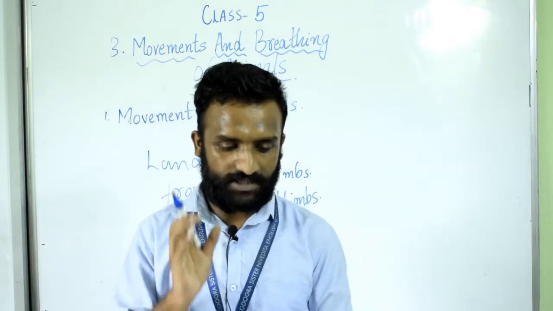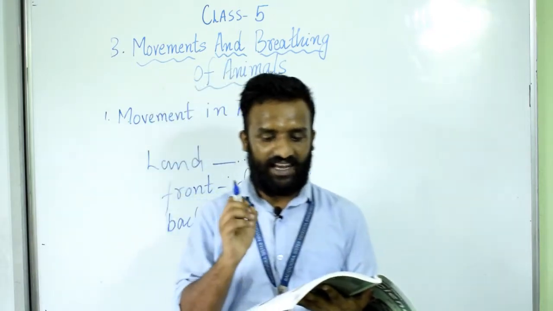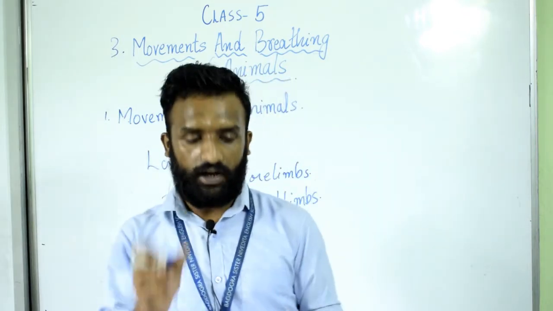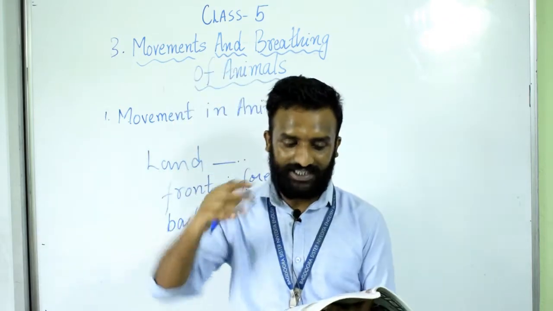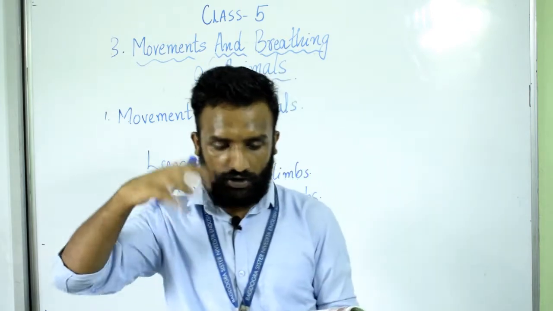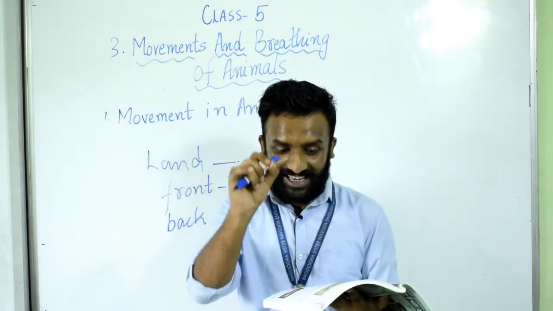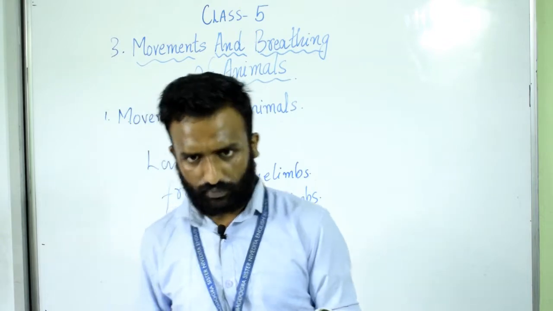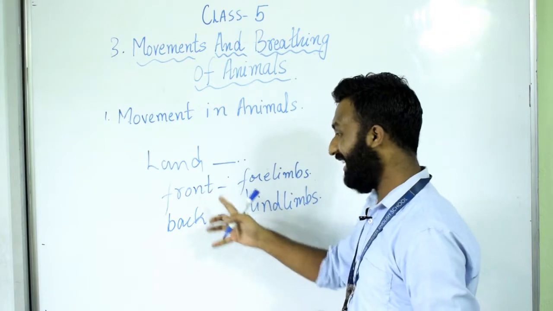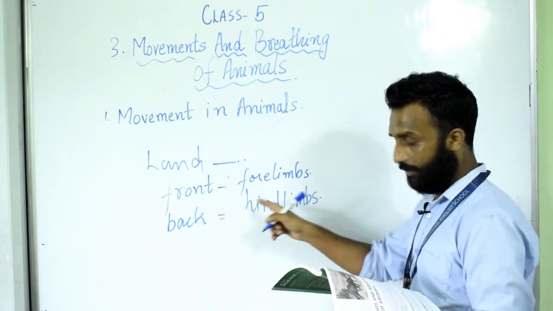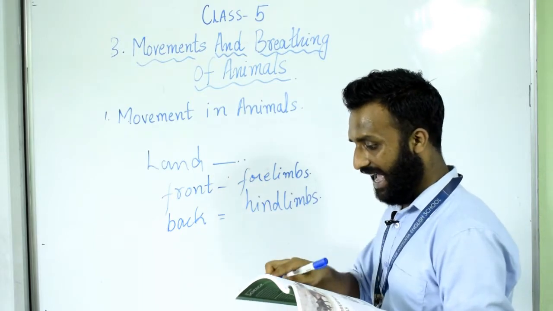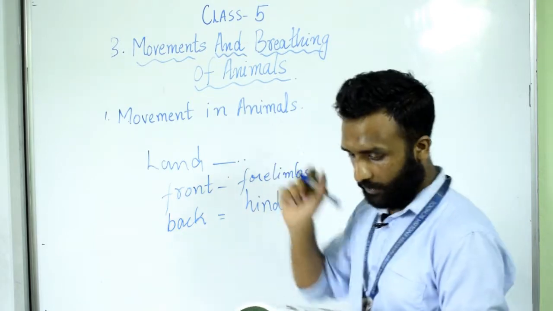A rabbit has padded toes for running and large hind limbs for hopping. Land animals have four limbs, front and back. In the rabbit, the fore limbs are padded for running and the hind limbs are for hopping.